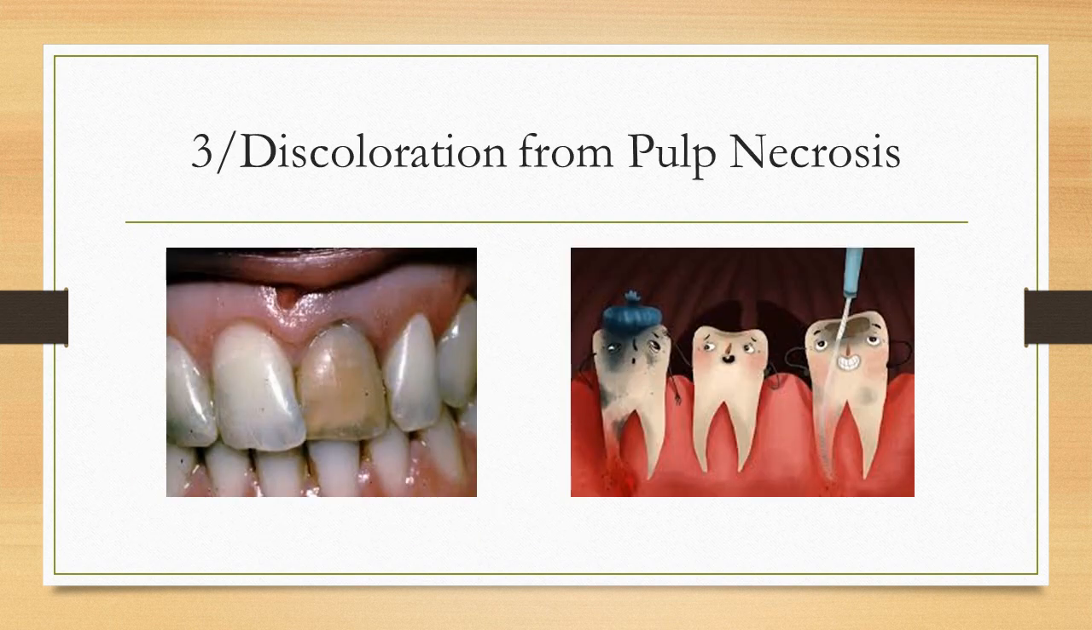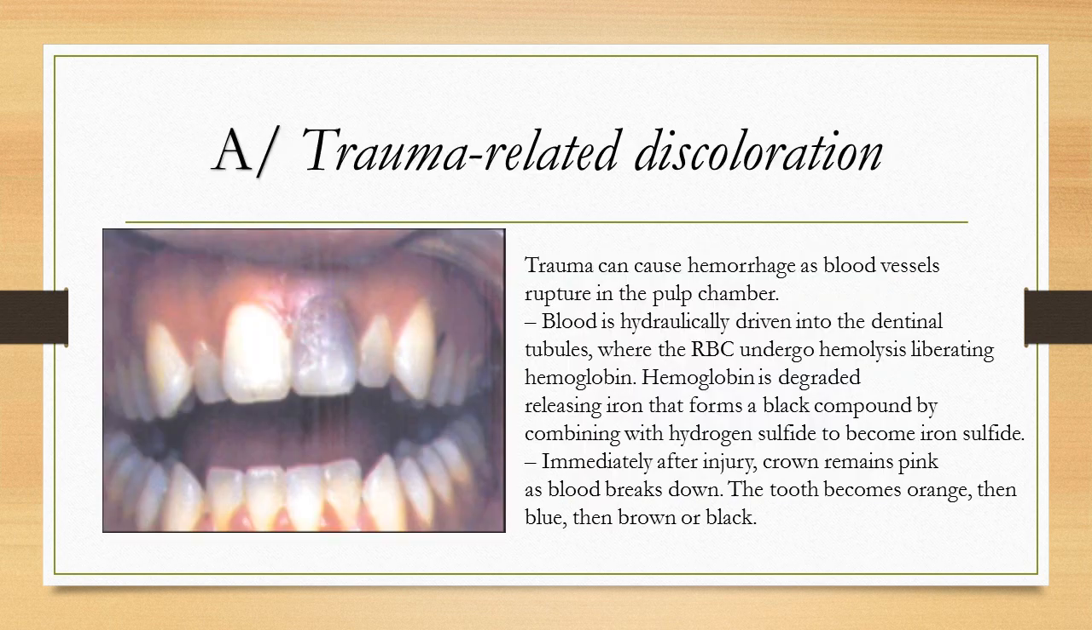A third type of discoloration happens when there is a pulp necrosis, either related to a trauma. So in such a case, trauma can cause hemorrhage. Hemorrhage means that the blood vessels inside the pulp are ruptured and the blood locally will be driven to the dentinal tubules, RBCs. They will be inside the dentinal tubules.